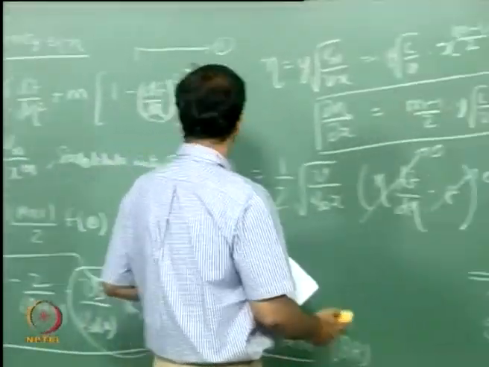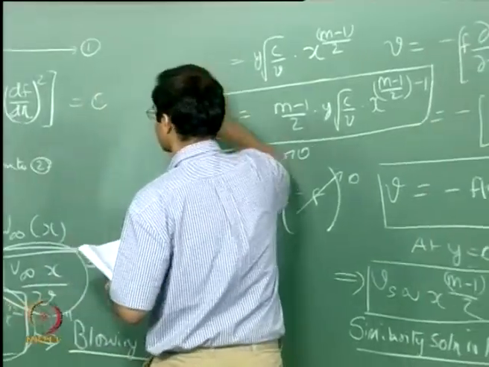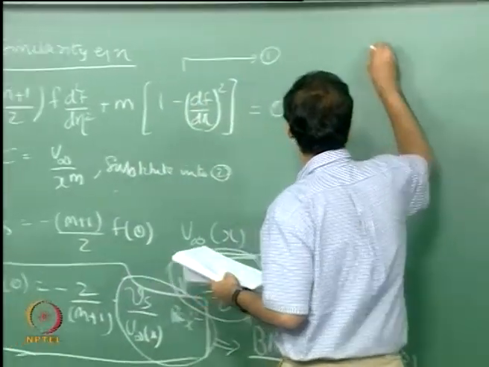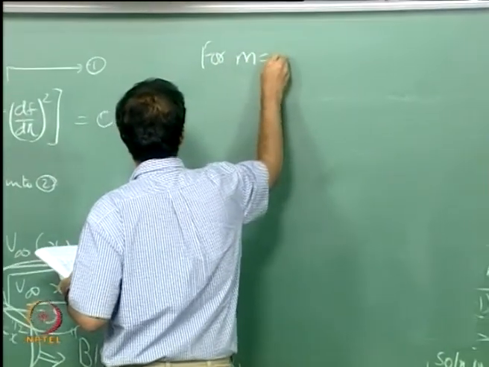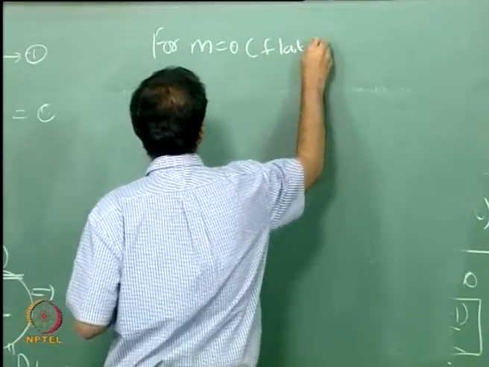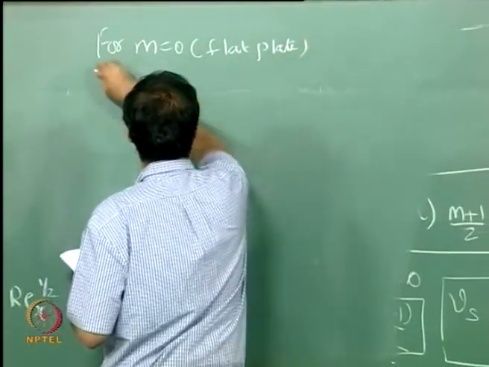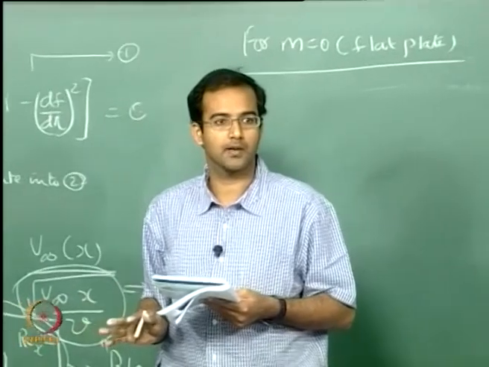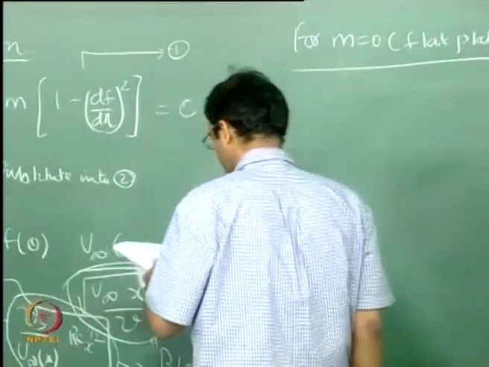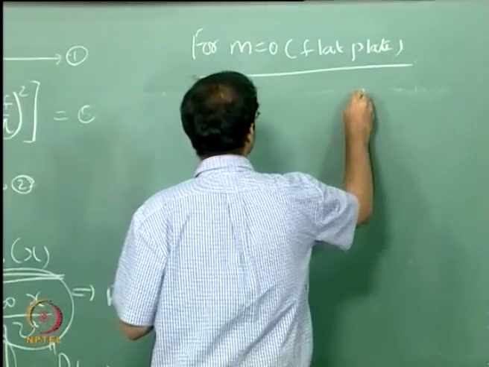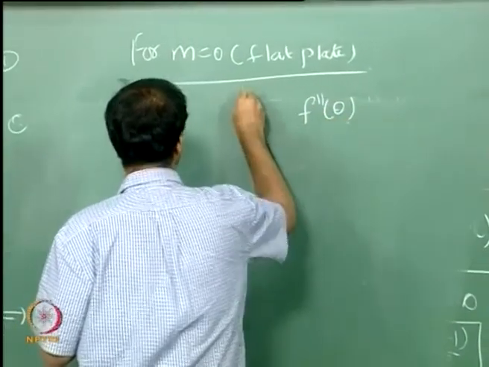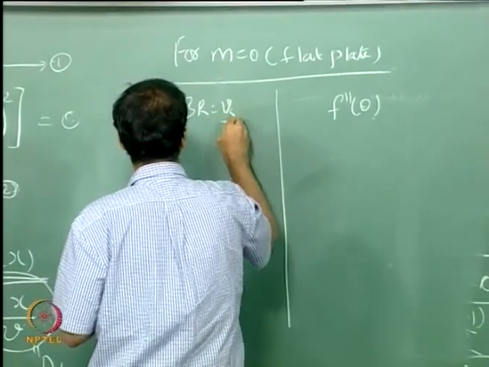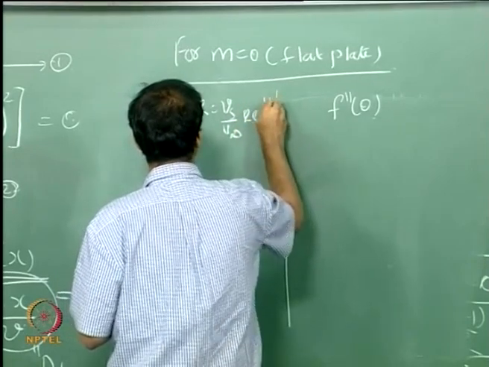So let me erase all of this. Now since I have so many parameters, I have to fix some of the parameters. I am saying m equal to 0, that is for flat plate. Now this is a flow problem, so I do not have to fix any other number like Prandtl number or anything like that. So for this particular case I have to check what is my f double prime of 0 for different values of blowing ratio, which is nothing but Vs by u infinity Rex power half.